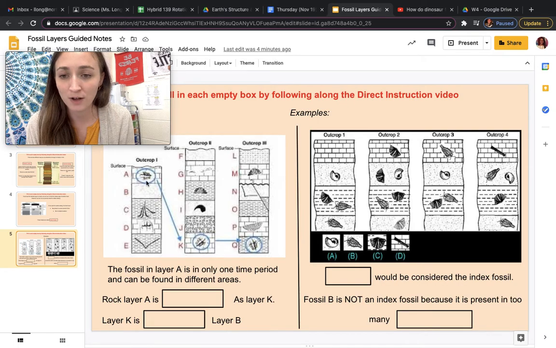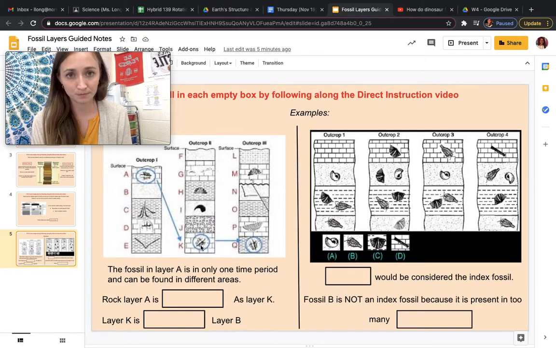We circled this fossil. Notice that this fossil isn't in multiple layers in the same outcrop, so you don't see this fossil in layer B or C or D or E, but it is also found in multiple areas. So we have one here in outcrop 1, we have one in Como, we have one over here in Sardis, and we have one over here in Crenshaw. So we know that that is going to be a good index fossil. Okay, so that's how we find our good index fossil.